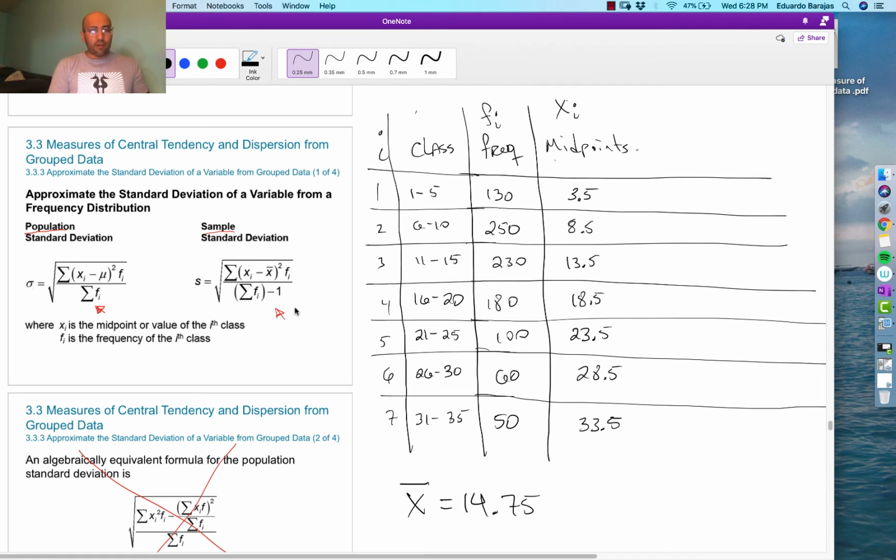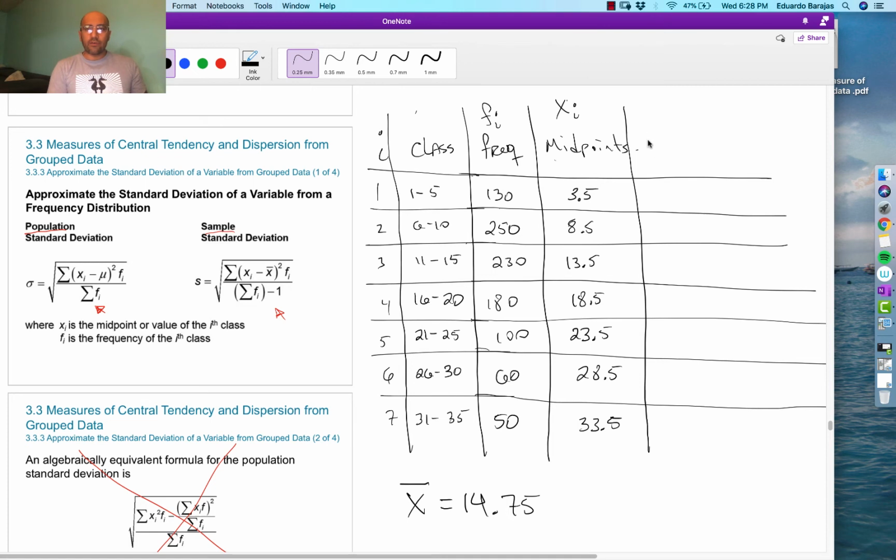it's a sample. Follow these instructions to find my sample standard deviation approximation. Remember that this notation right here means it's the sum of this multiplication. So I'm going to use column arithmetic to find this. I wouldn't expect you to do all of this work by hand, so we're going to have to rely on it. So the first column we're going to need is to subtract each of the midpoint values minus the sample mean.